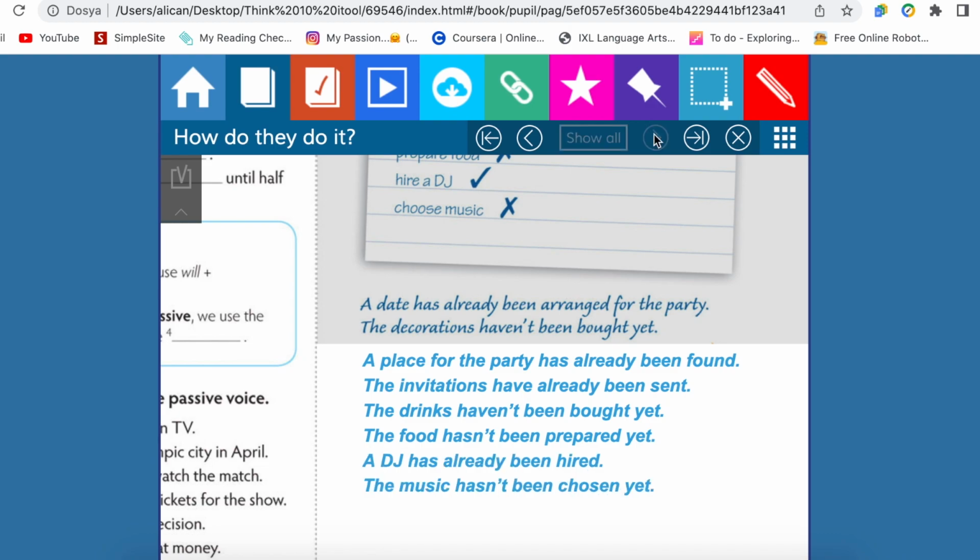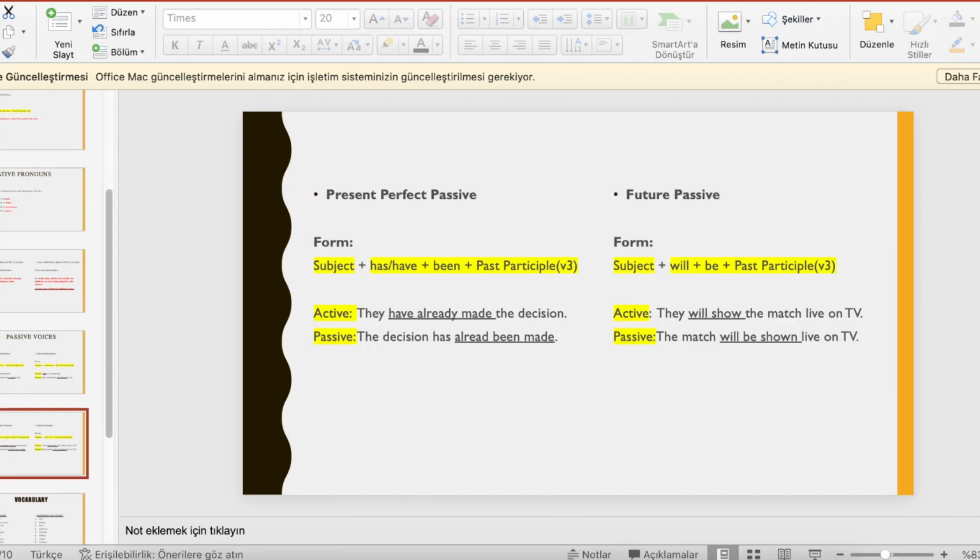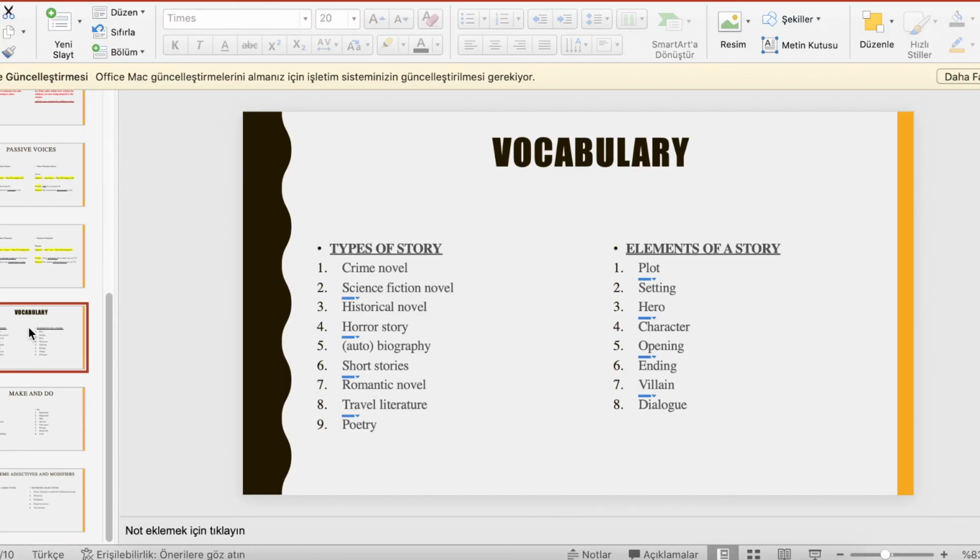Let's go to our presentation. Vocabulary. As you all know, we have studied the types of story, unit 5. I told you that these are important. I may ask you to write 3 or 4 types of story. Please know these: crime novel, science fiction novel, historical horror story, autobiography, short stories, romantic novel, travel literature, poetry.